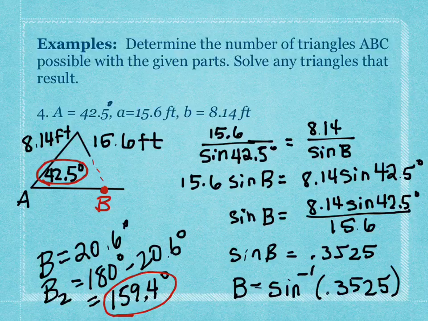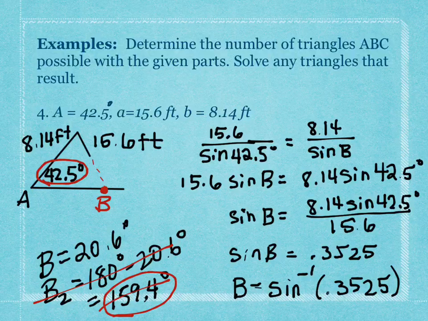I can't have two triangle angles that add up to more than 180. Agreed? That won't work. I can't have two triangle angles that add up to more than 180 because all three triangle angles have to add up to 180. So this will not exist on this one because it's too large. 159 and 42 is more than 180. So that's how you make the determination.